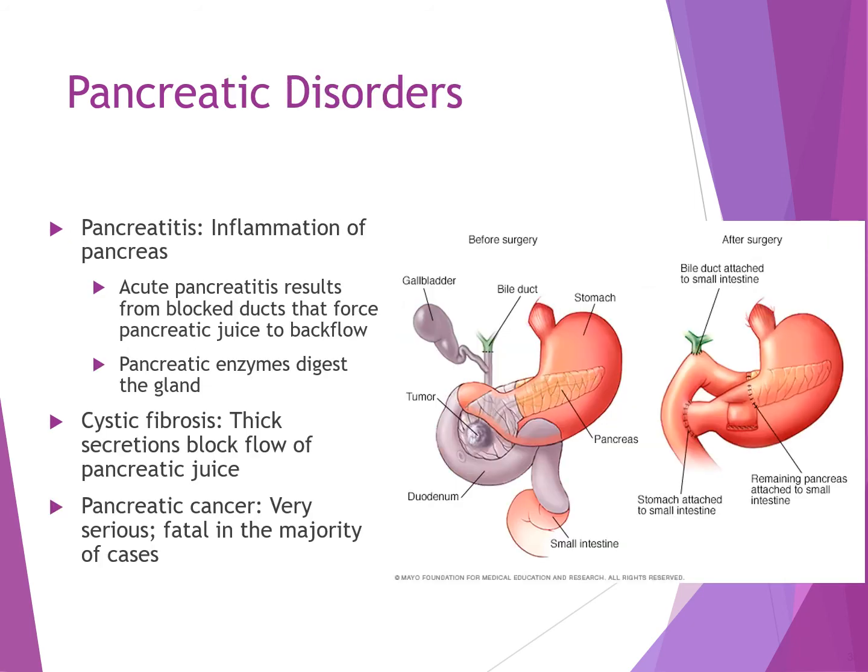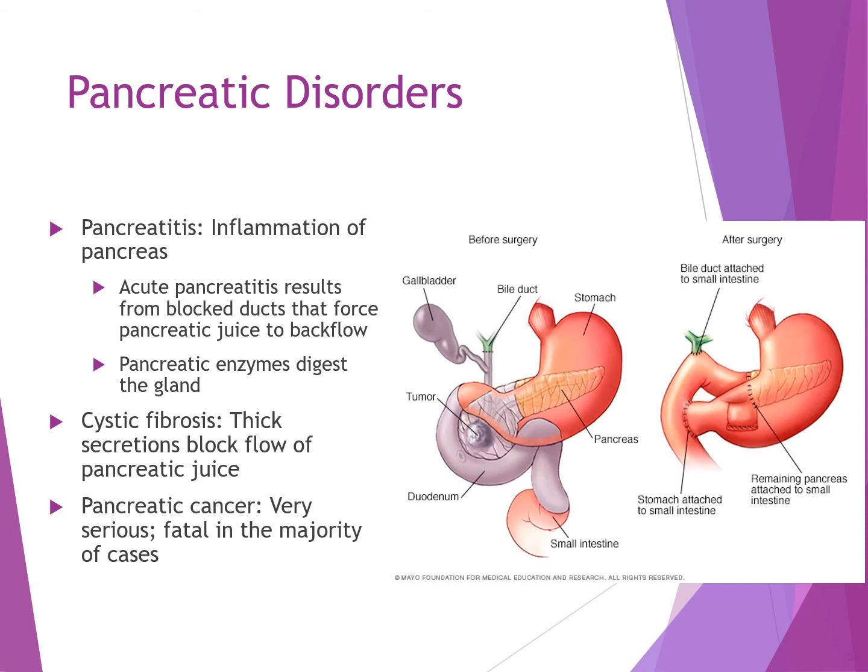So what can happen to our dear pancreas? Like I said, I already mentioned cancer can be a very serious situation and fatal in a majority of cases. Pancreatitis, which is inflammation of the pancreas, can be caused by the ducts of the pancreas being blocked. And so this causes a backflow of those juices, and they literally start to digest the pancreas, which is bad.